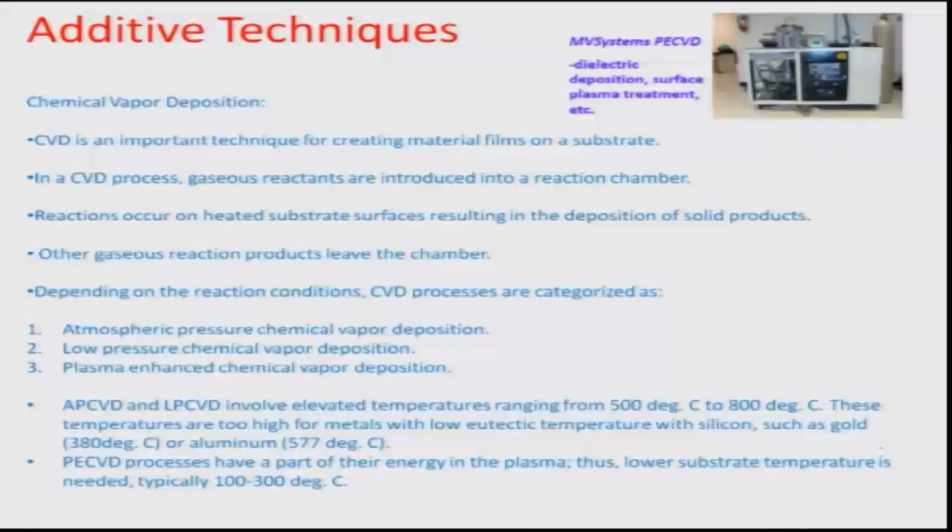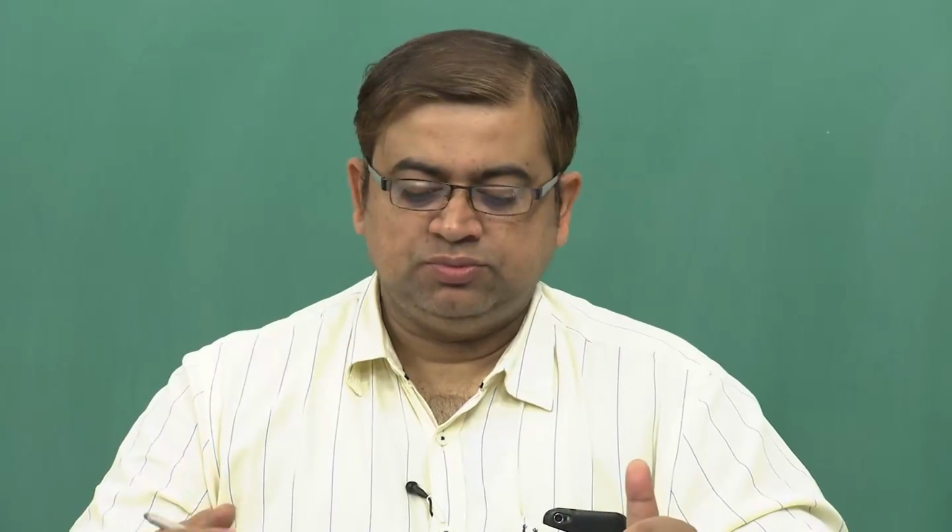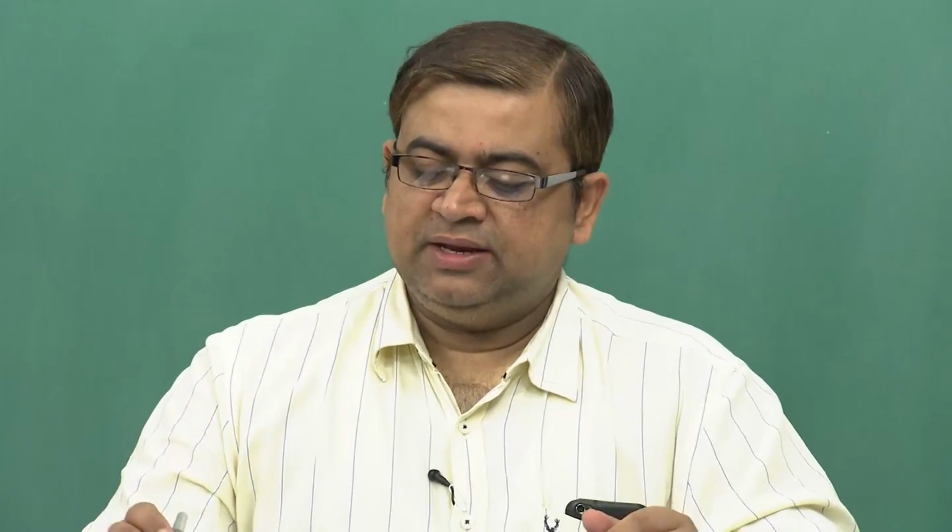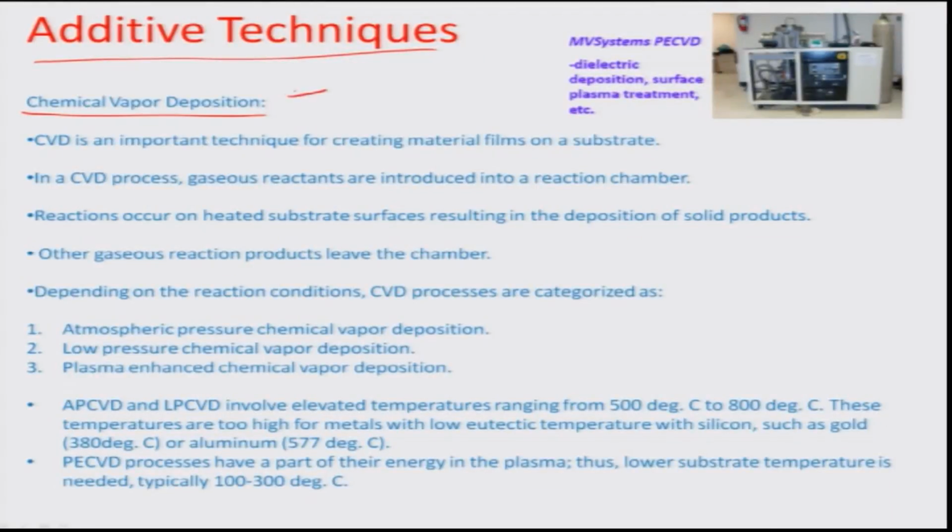Let's look into a slightly different set of techniques, also known as additive techniques or surface micromachining. We had already talked about the basic difference between bulk and surface. In this case you're adding different layers of films or different materials to a substrate to build up the various structures. The first process which comes to mind when we talk about additive techniques is the chemical vapor deposition process. CVD is a very important technique for creating thin films on substrates.